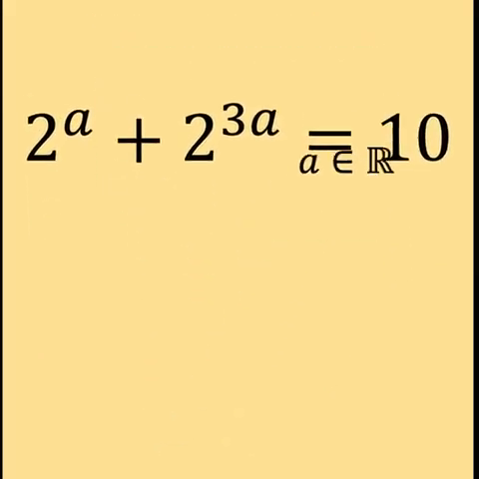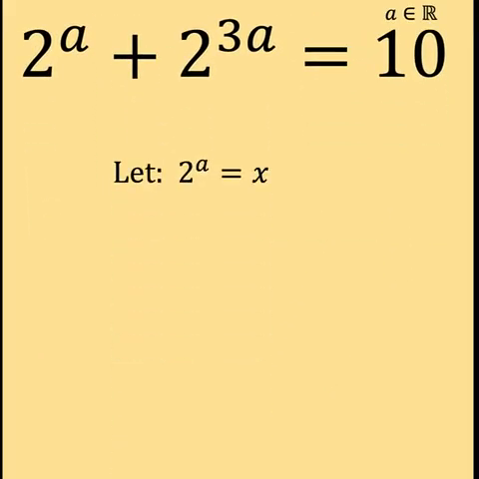Now let's solve this problem together. The first thing that we are going to do is rewrite our given equation to make it look more simple. We can accomplish that by doing substitution. So we let the value of the expression 2 raised to a be equal to a certain variable x.